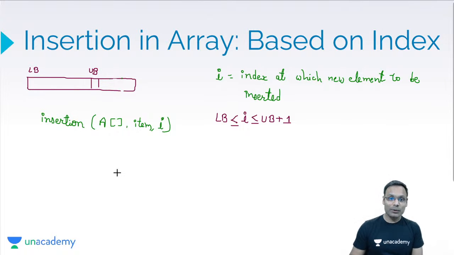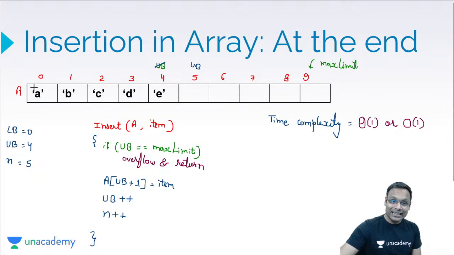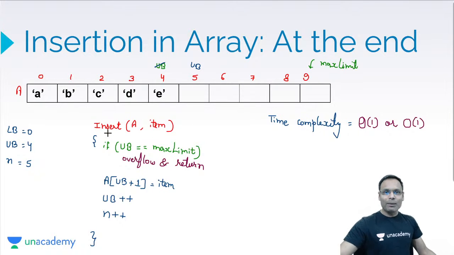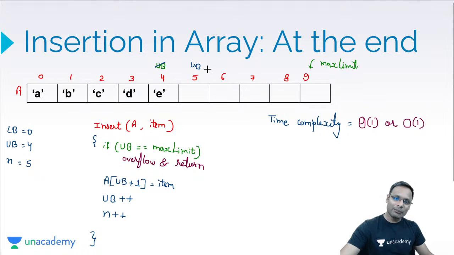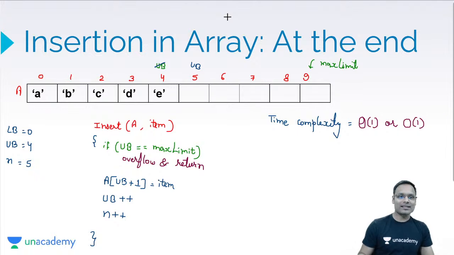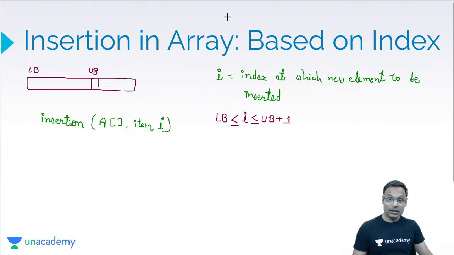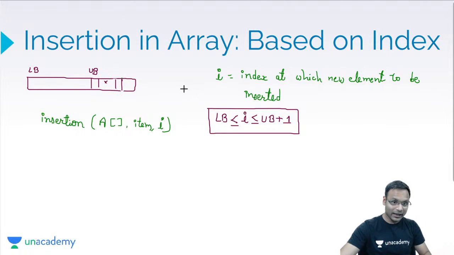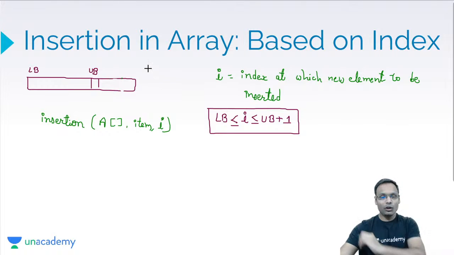How do we get this upper bound at present? When we maintain an array, we also maintain upper bound and lower bound. So along with the array, you can either pass upper bound and lower bound, or you can keep them as public or global parameters so that you can access them easily. So, understood this equation? Why this condition? Because we don't want one index where the element is not present and another where the element is present. Array elements should always be in consecutive locations.